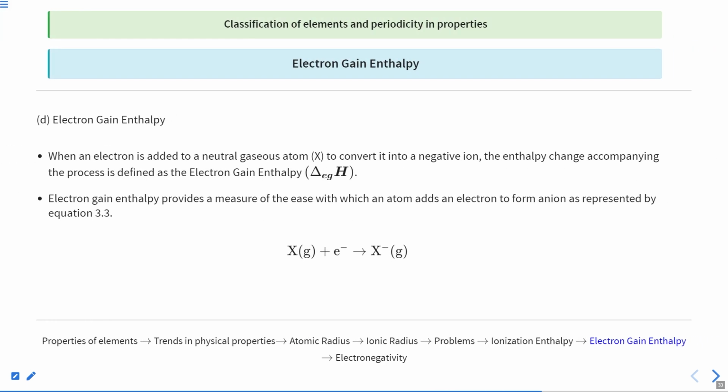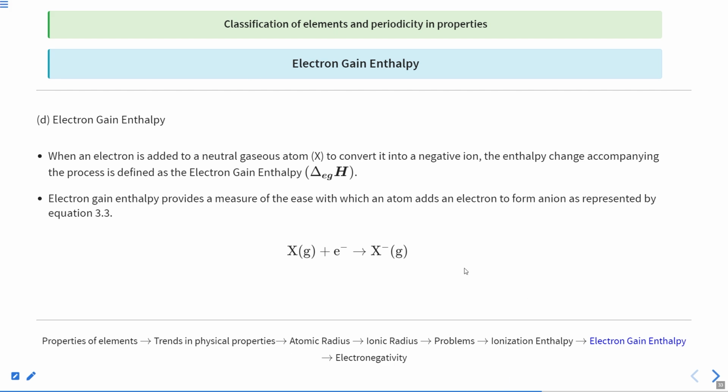Next is electron gain enthalpy. So what is electron gain enthalpy? It is basically the energy that is released or absorbed, depending upon the element that we're talking about, when an electron is added to a neutral gaseous atom, and it is represented by delta electron gain H.